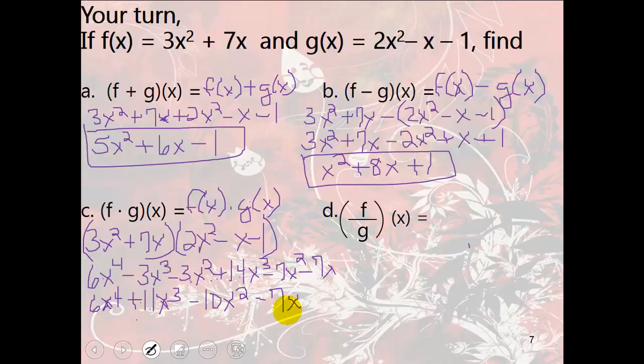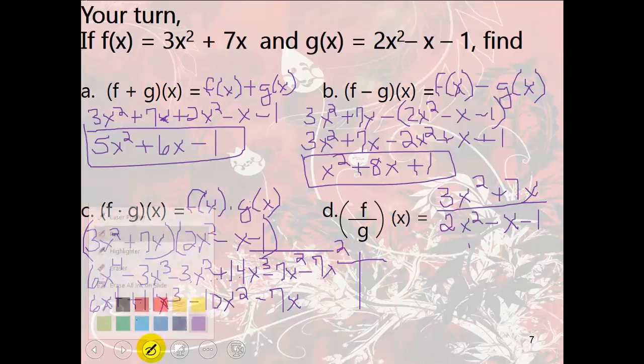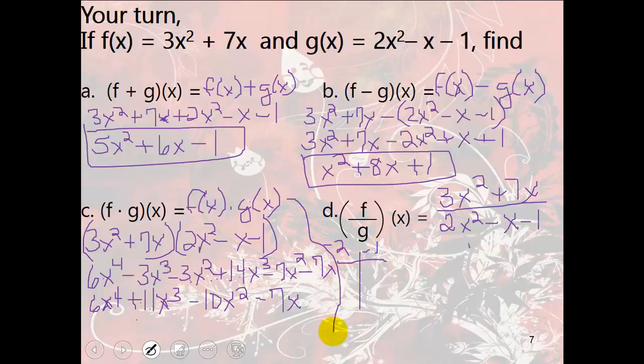All right, and now we're going to make a quotient out of the two. 3x squared plus 7x over 2x squared minus x minus 1. Now in order to find out what makes this denominator 0, I'm going to have to factor it. So I'm looking for two numbers that multiply to negative 2 and add to negative 1. And that's going to be negative 2 and 1.